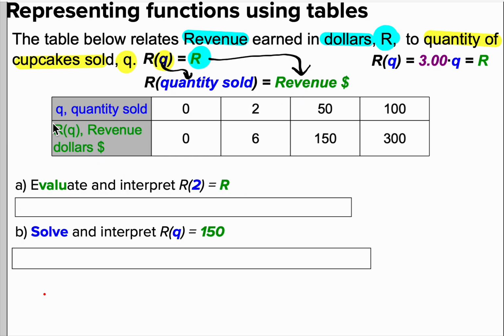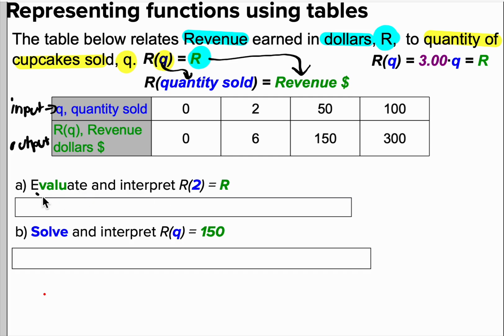And when I'm working with a table, as we've said before, our input is on the top row and our output is underneath that. So this whole top row represents quantity, or Q, and the second row represents the revenue that goes with that associated quantity. So here it says evaluate and interpret.